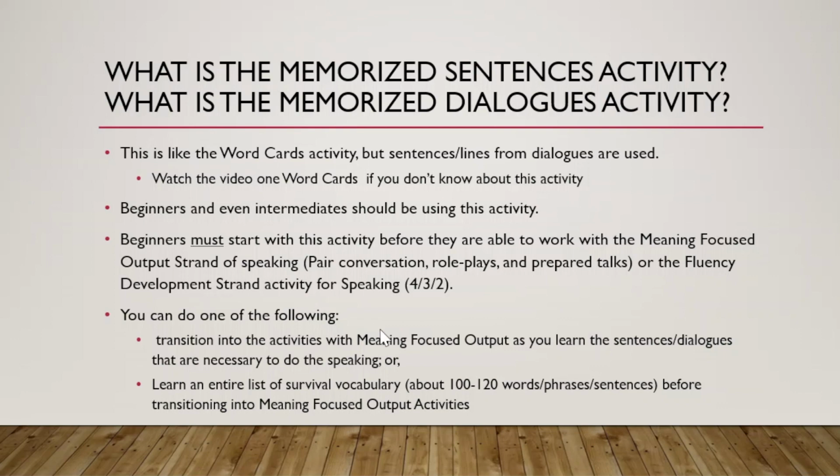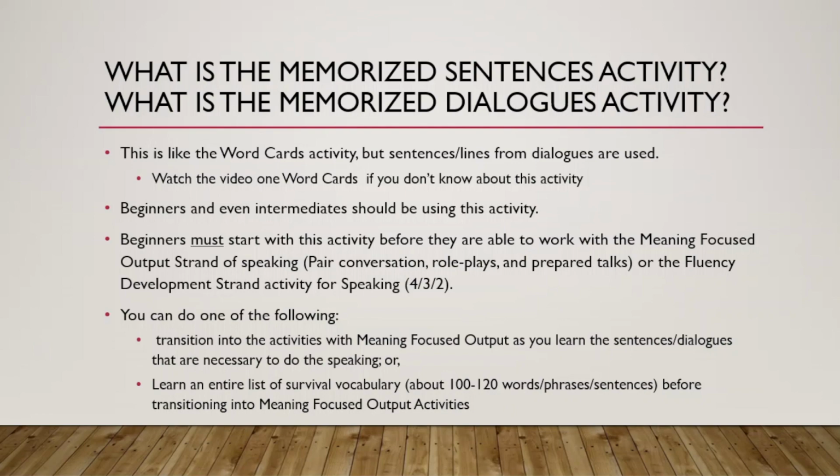Once they're memorized, you could repeat those conversations with pair conversations with the meaning focus output, or role plays or prepared talks. And once you're familiar with that, you can practice it with fluency. As you're learning sentences or dialogues, first start with a list of them. After you have 100 or 120 words, phrases, or sentences, you can put them to use. You either learn them all first, then start using them, or learn what you need for one dialogue, and then go and practice that dialogue, and do that until you've covered the whole list.